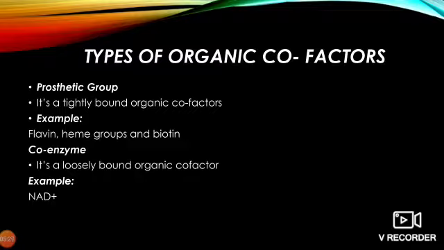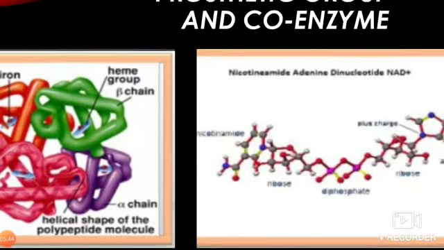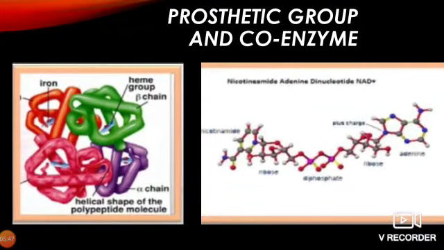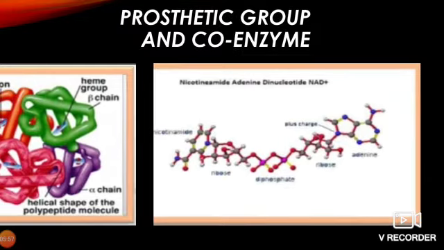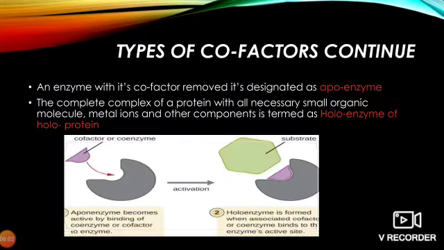The next one is about the types of organic cofactors. We have the prosthetic group, a tightly bound organic cofactor, for example, flavin, heme groups, and biotin, while the coenzyme is a loosely bound organic cofactor, for example, NAD+. Here we see the prosthetic group and coenzyme: the prosthetic group with the heme group, beta chain, and alpha chain, and the helical shape of the polypeptide molecule, while the next one is nicotinamide adenine dinucleotide, or NAD+.